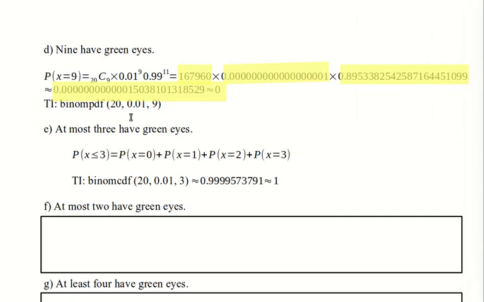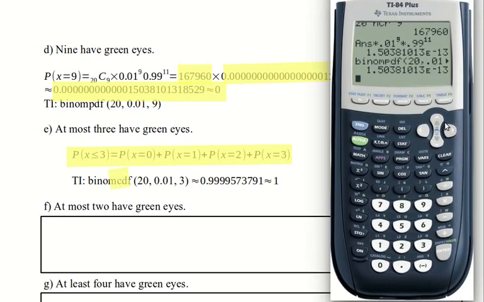So at most 3 have green eyes means that would be okay with 0, 1, 2, or at most 3. So we're talking about actually 1, 2, 3, 4 different cases. Don't forget the 0. We can do this in our calculator if we remember that this is exactly how a cumulative distribution function looks.